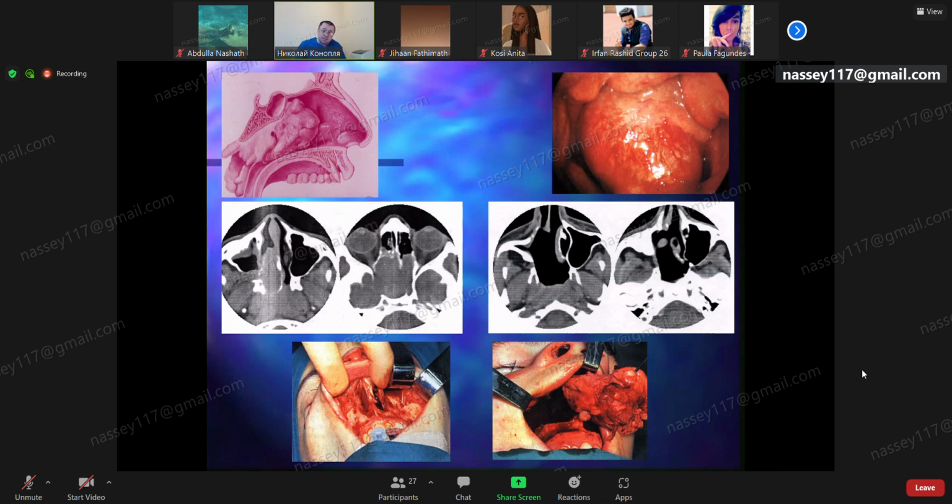CT allows us to see the size of this tumor and its spread, because in visual examination, even if we do endoscopic examination, we can see only the external part of this tumor, and we don't know how deep it is localized or how deep it has spread. In this situation, we do CT.